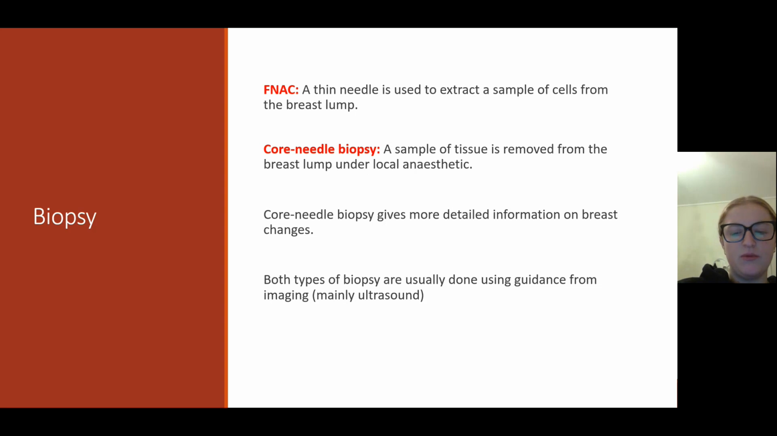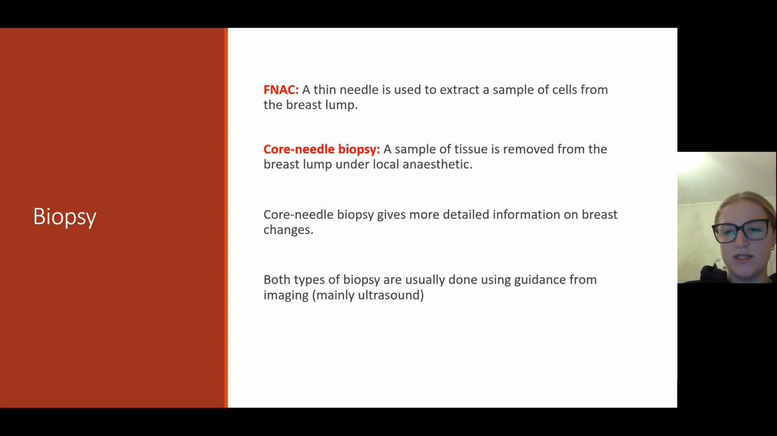So for biopsy, we'll first focus on fine needle aspiration cytology, which is where a thin needle is used to extract a sample of cells from the breast lump. Rarely, local anaesthetic is needed. Core needle biopsy is where a sample of tissue is removed from the breast lump under local anaesthetic. Core biopsies are done using a spring-loaded core biopsy device.